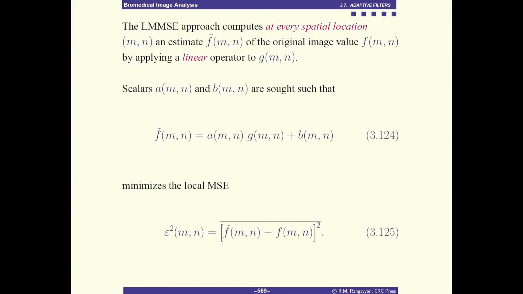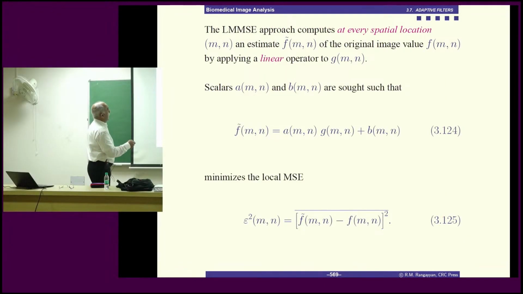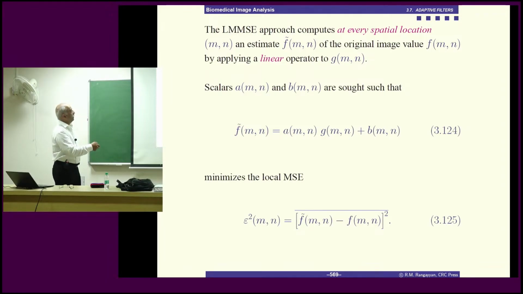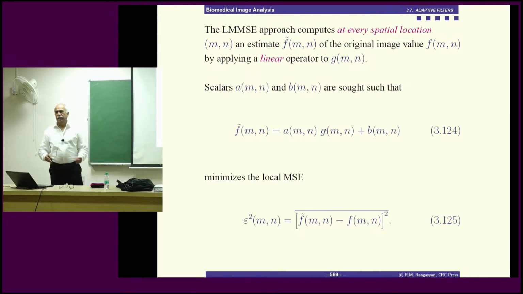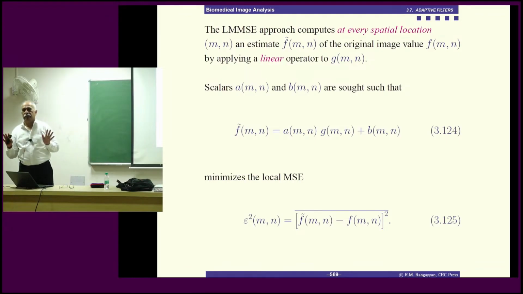So it says compute at every pixel location mn an estimate f tilde of the original f by applying a linear operator to g(m,n). So what is a linear operator? You have two scalars, a and b, that are spatially variant. So f tilde is a(m,n) g(m,n) plus b(m,n). Just ax plus b, linear.